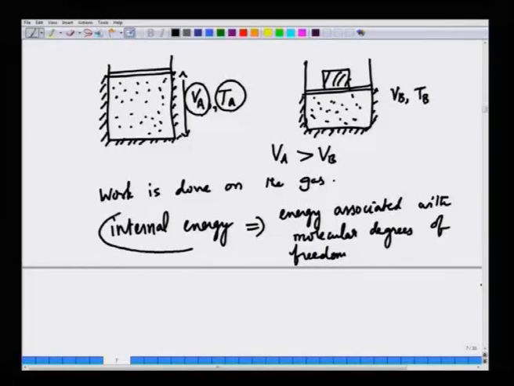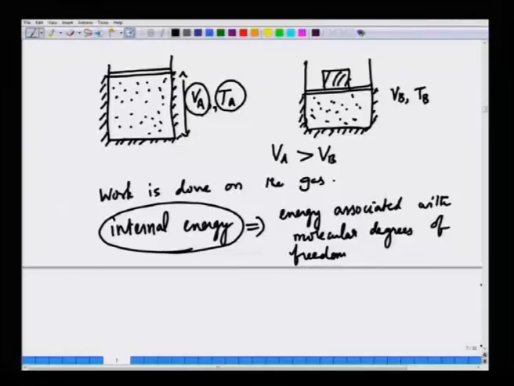So, this kinetic energy of motion associated with molecular degrees of freedom is essentially characterized as the internal energy, that is the energy that is internal to the fluid, that does not manifest in macroscopic senses such as potential energy or kinetic energy, but is actually a characteristic of the molecules that comprise the fluid, and is called the internal energy.